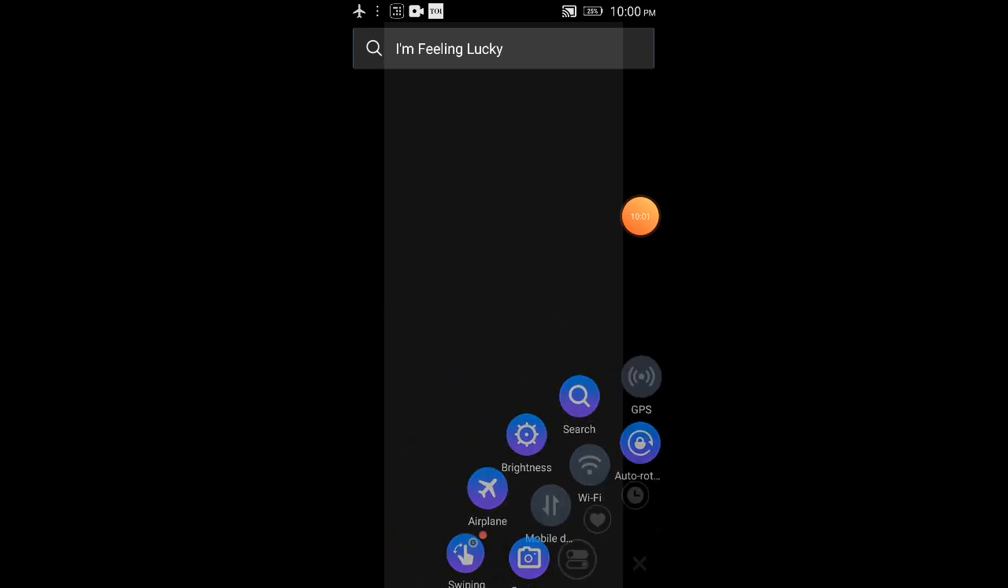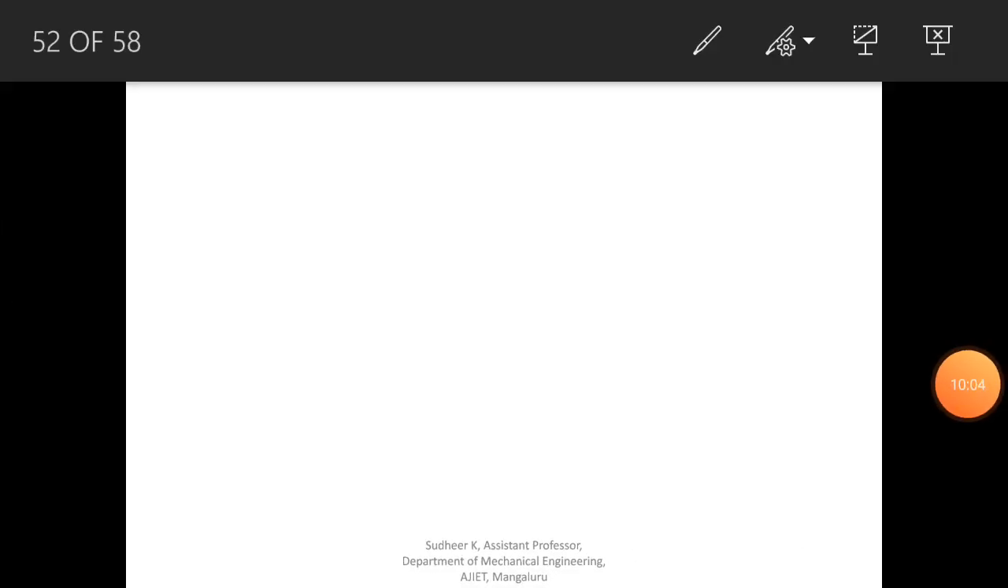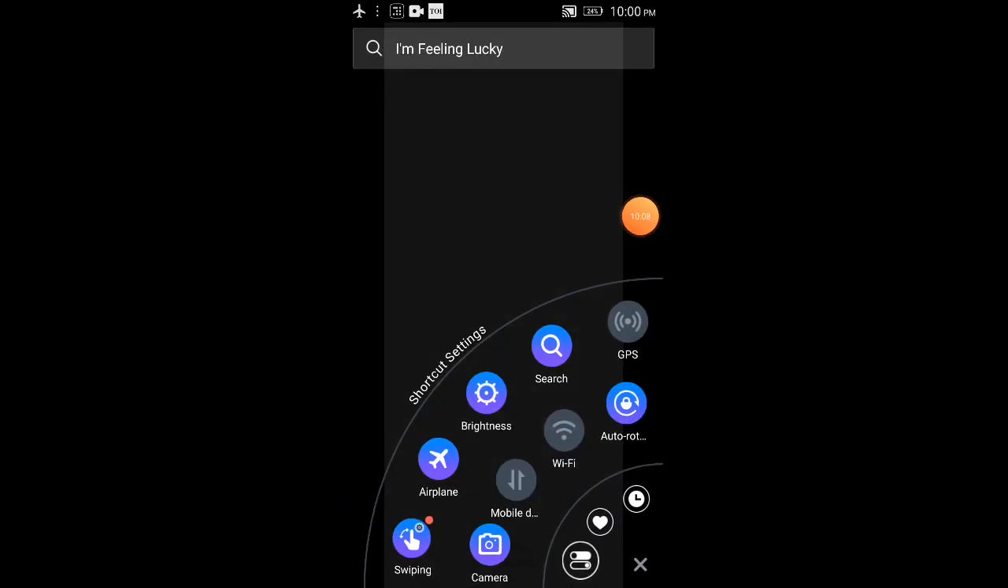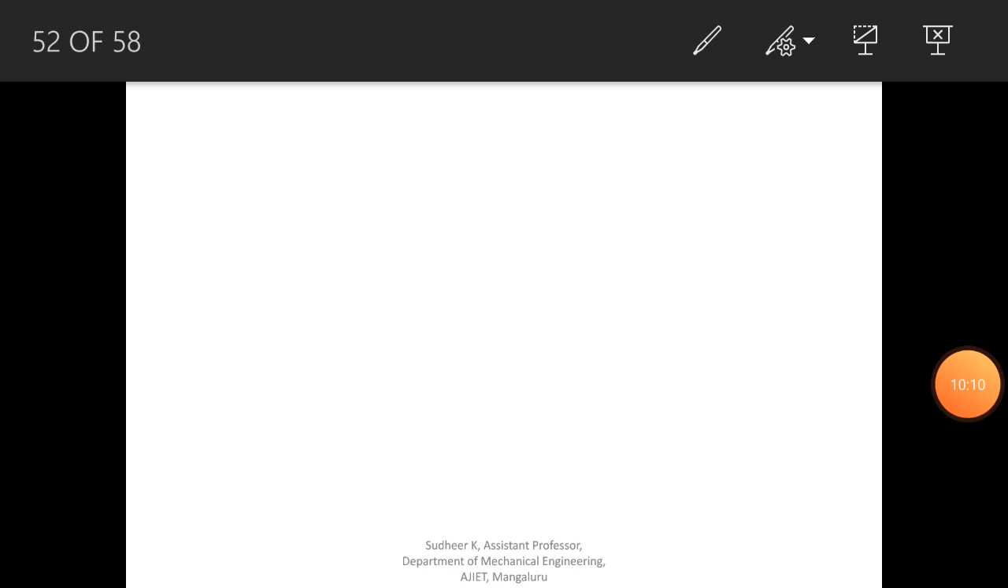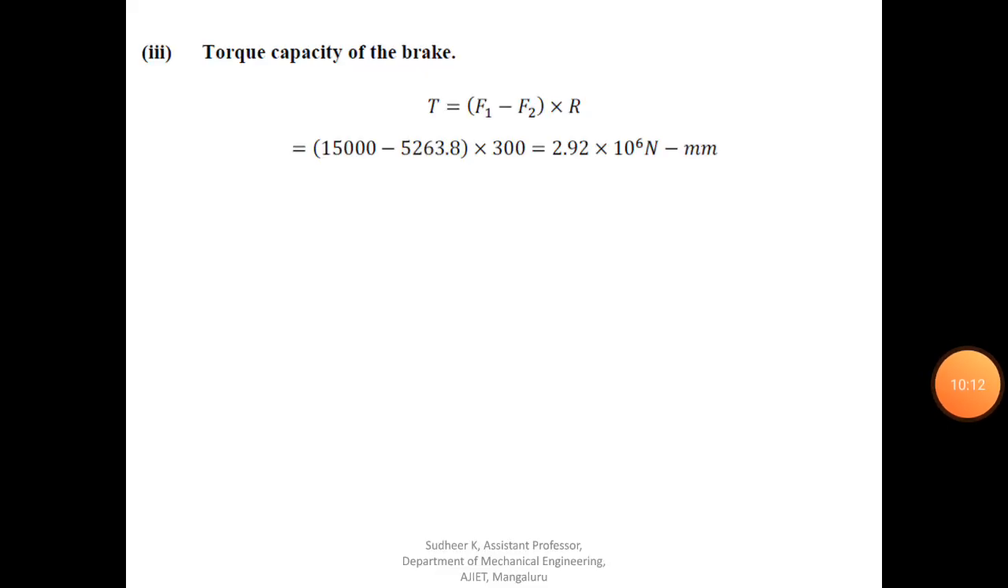Now coming to the third question. You have to find out the torque capacity of the brake. How to find out the torque capacity of the brake? You have one formula, torque equal to force into radius. So force is nothing but F1 minus F2, that is the difference between the tight side tension and slack side tension.